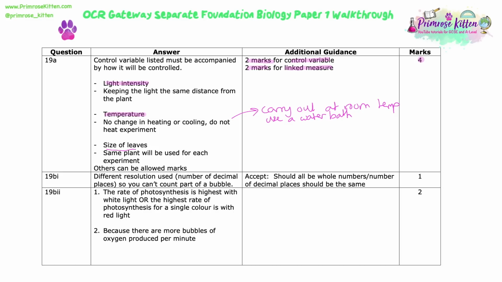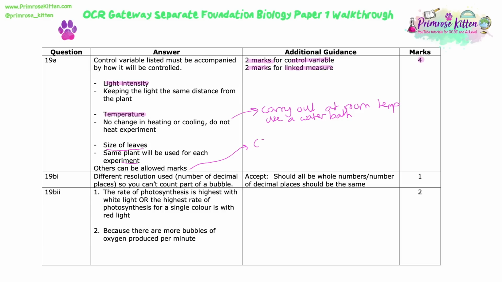We talked about the size of leaves, and so therefore you're going to use the same plant for each experiment. You could talk about the same species or the same type of plant being used to maintain the same rate of photosynthesis as well. Others can be allowed marks. So what else could we control here for this one?